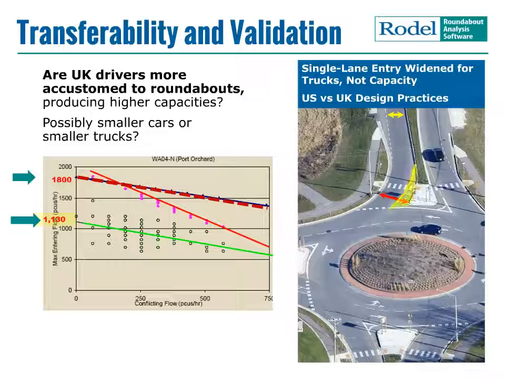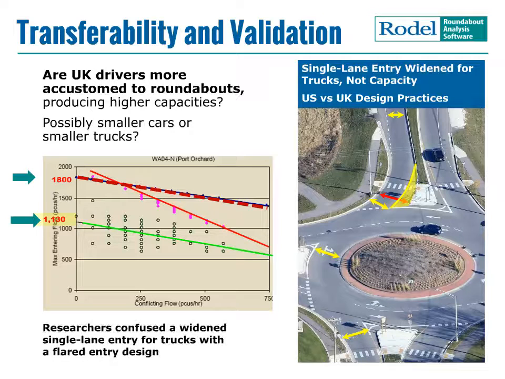Interestingly, when you look back at Kimber's data, the entry width collected in the UK on a small single lane roundabout, the effective entry width is shown in the yellow arrow. We have a single lane entry, a single lane circulating, and a single lane exit in this very identical case to our U.S. data. You needed to understand the difference between the two. These were often confused.